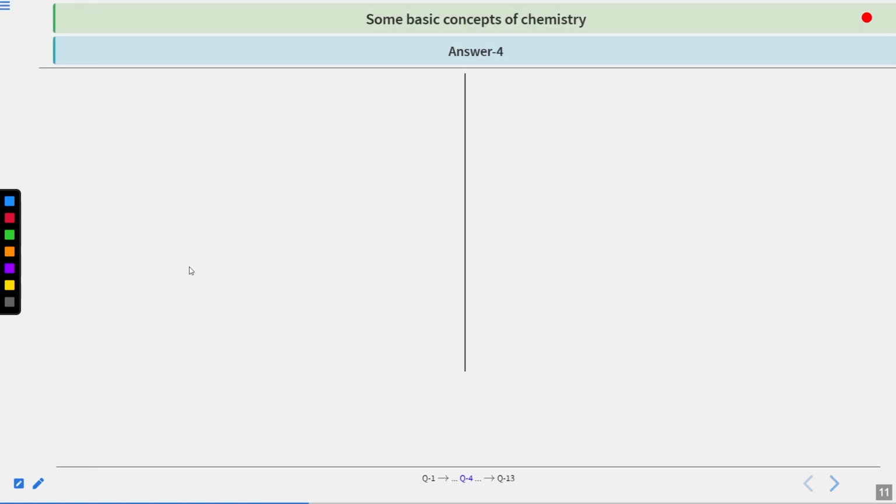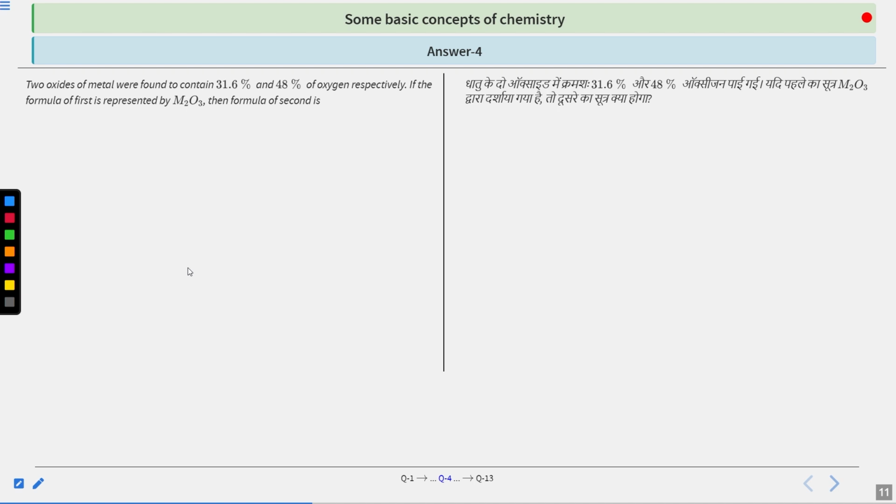Let us see the answer. There are two oxides of a metal, and we know that 31.6% and 48% of oxygen are contained in these two metal oxides. The formula of the first is represented by M2O3. Then what is the formula of the second? We have to find it out. The correct option is A.